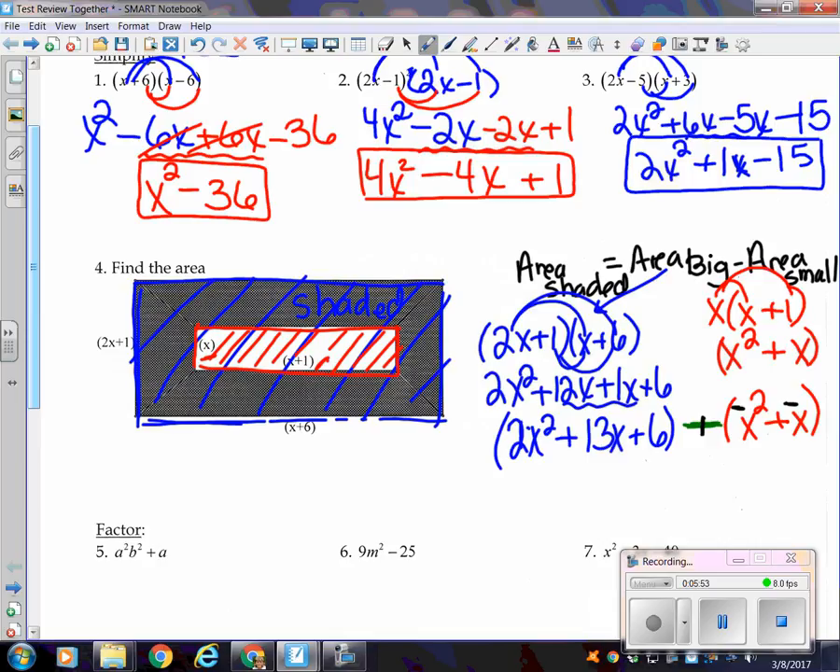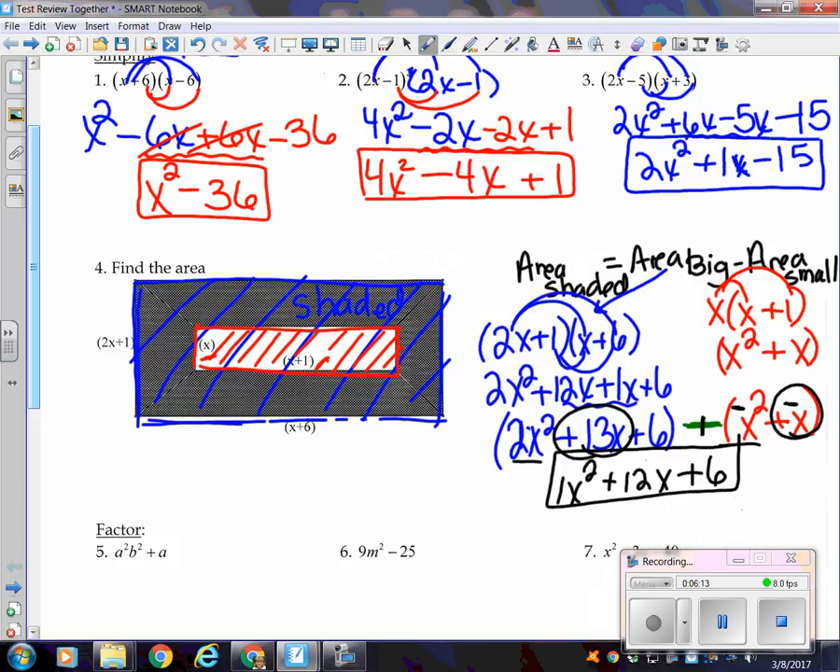Okay? So now, 2x squared plus negative x squared is 1x squared. 13x and plus a negative x is plus 12x. There's nothing else to add to 6, so plus 6 is in my final answer. So the answer for the area of what's shaded is x squared plus 12x plus 6.